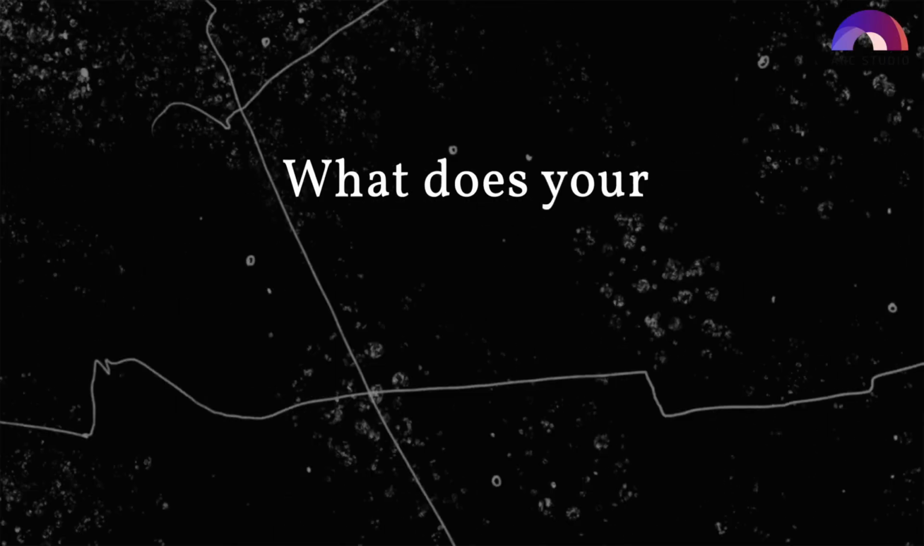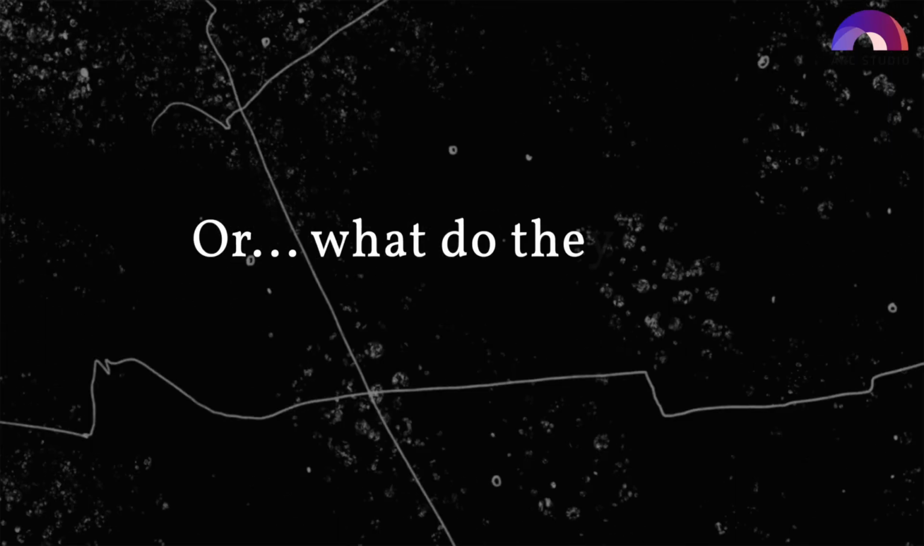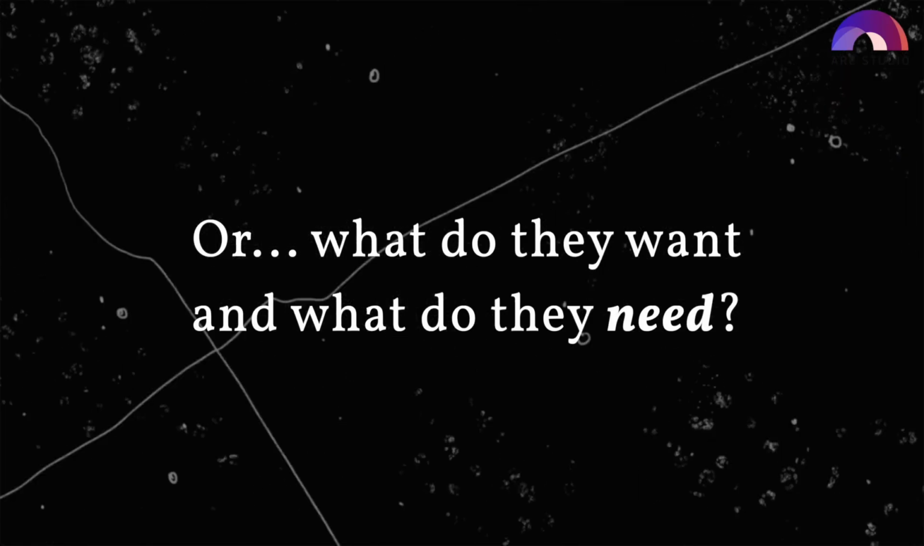This is also how I like to approach theme. The internal goal is what your movie is really about. So ask yourself, what does your protagonist want, and why do they want it? Or what does your protagonist want and what do they really need? If you figure out the stuff we've talked about so far, you're going to have a great beginning to your story. Now, let's move into the middle.